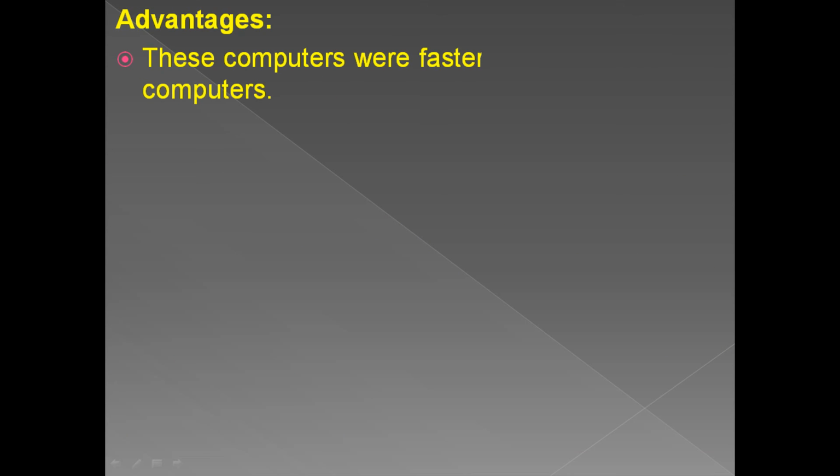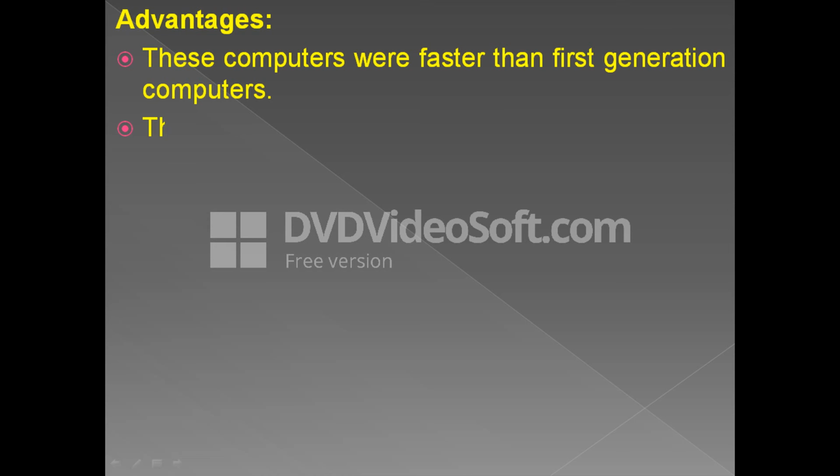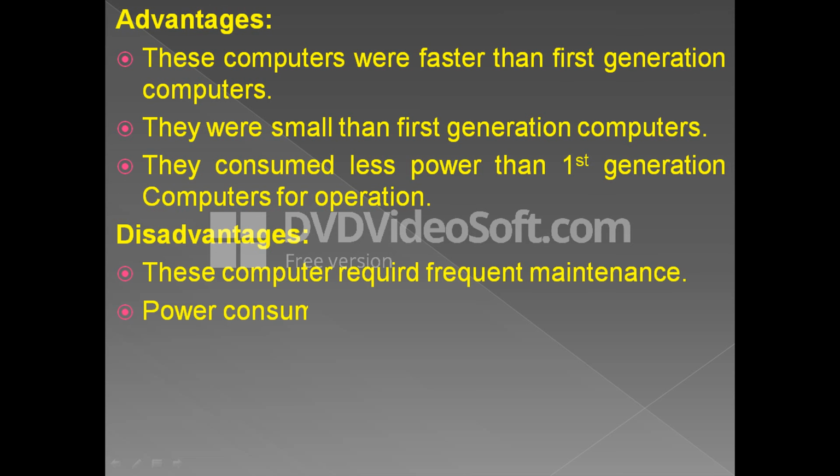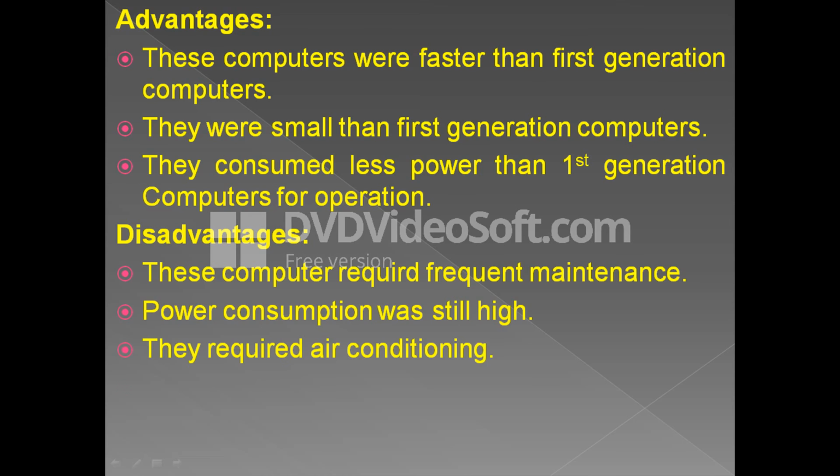Now some advantages. These computers were faster than the first generation. Obviously, they were smaller than the first generation computer. They consume less power than the first generation computer. And disadvantages. This computer requires frequent maintenance. Power consumption was still high. They require air conditioning. The cost was still high.